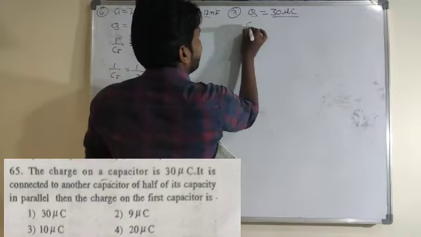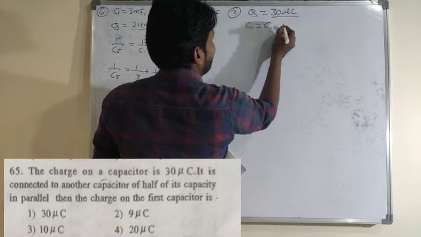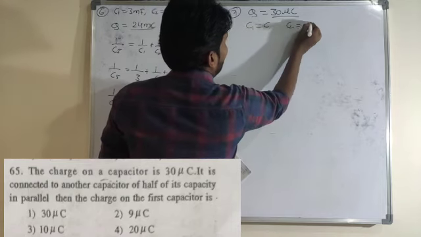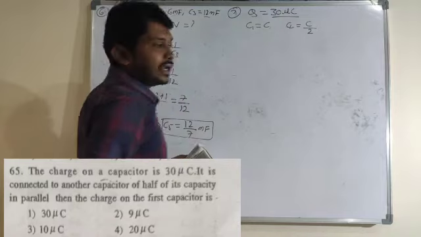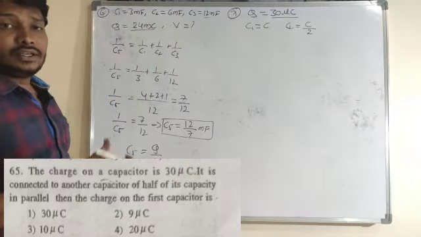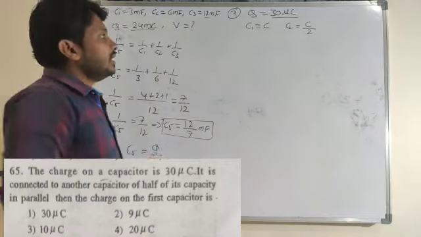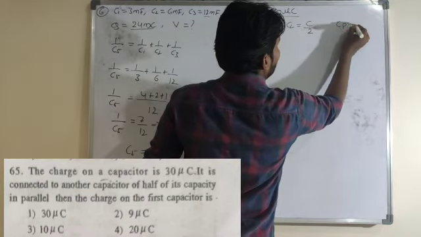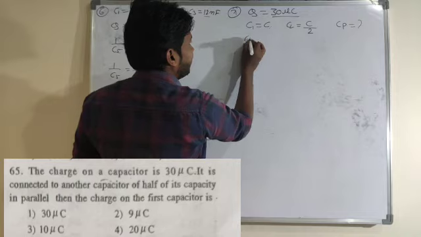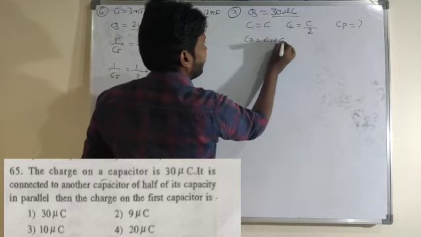So let me take the initial capacitance C1 as C, and C2 is half of that, so I take it as C by 2. These two capacitors are connected in parallel. So what is the nature of the combination here? First let me find the effective capacitance in the parallel combination.